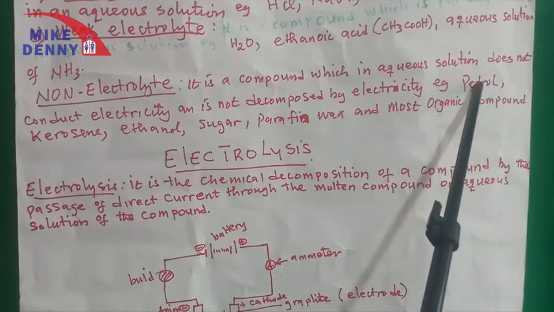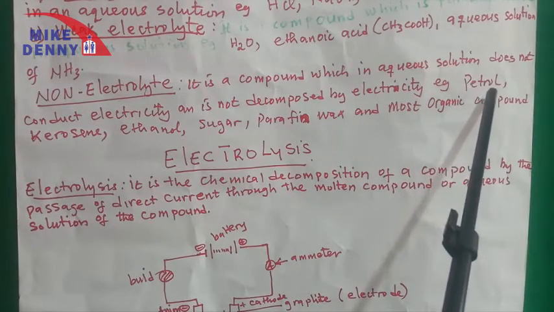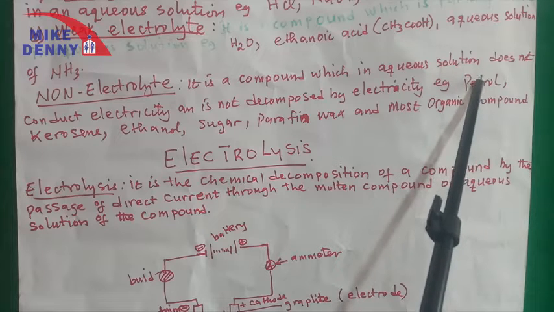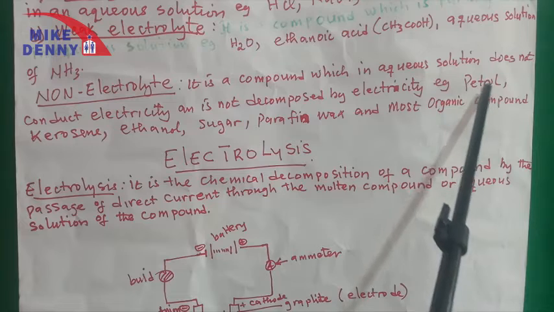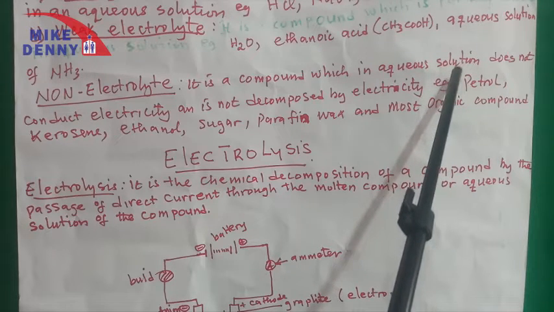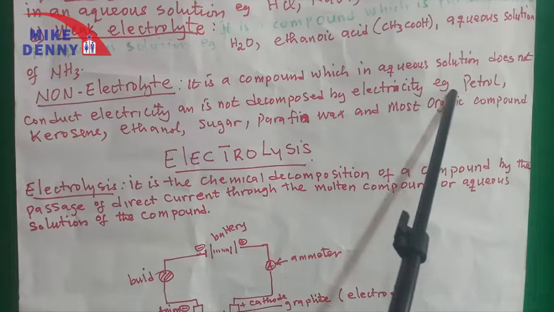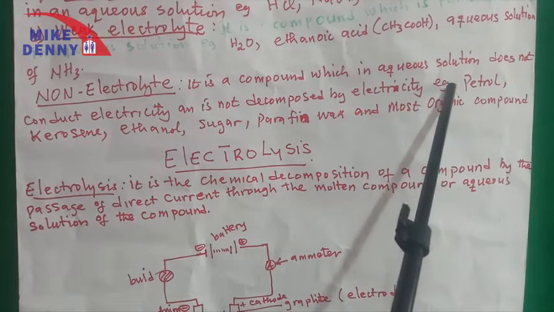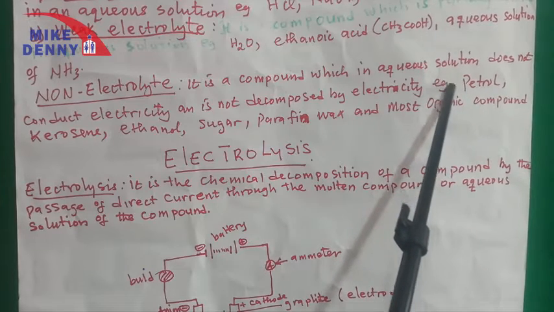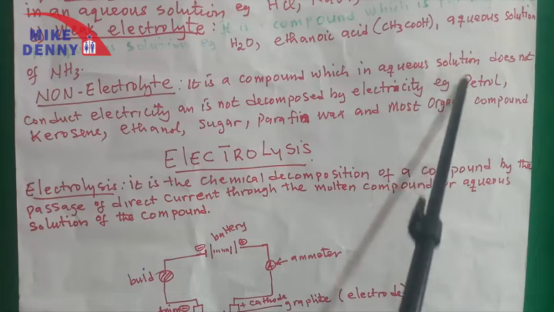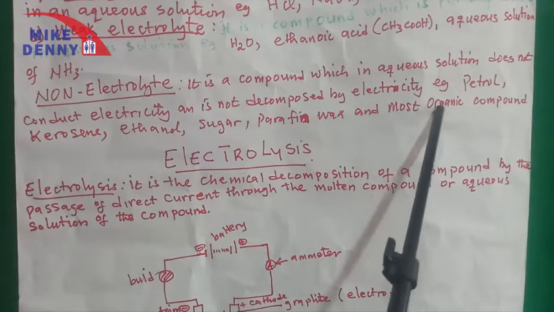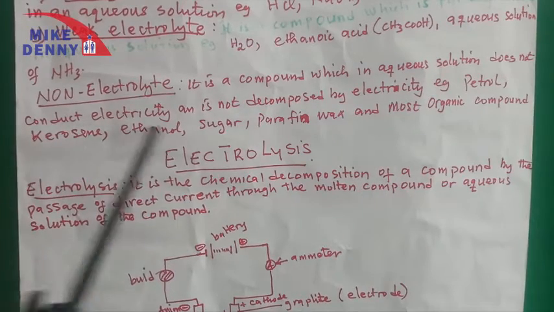A non-electrolyte example is petrol. When you take petrol and put it in water, petrol will float. It will be on top and water down. The reason is that water is denser than petrol and they don't mix. And the reason for them not mixing is that petrol is an organic compound, while water is an inorganic compound. Those two do not mix. And if they don't mix, they cannot produce ions. There's no way that they produce positive charge and negative charge. Remember, it's the negative charge and the positive charge that allow current to flow through them. Examples are kerosene, ethanol, sugar, paraffin wax, and most organic compounds.